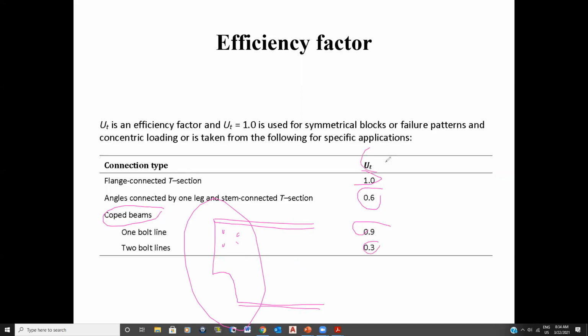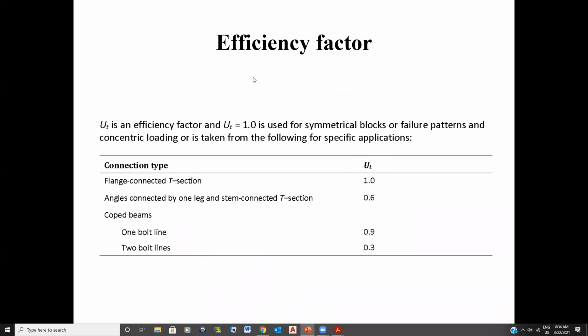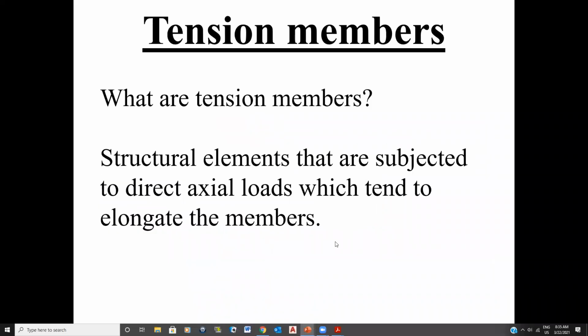Okay, so these are efficiency factors, and in most cases we'll be using 1.0. Only when we get into angles are we going to go down to 0.6. Okay, and that's if they're connected on one leg only. So in other words, when I have an angle and I have connections only on one leg, then I go down to this. If I have connections on both legs, well, I'm back up to 1.0. Okay, so that's what they mean by one leg, two legs. So this is one leg here, and then you can have connections on both legs.